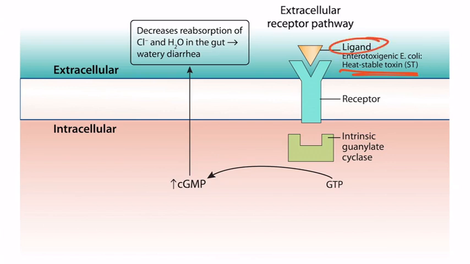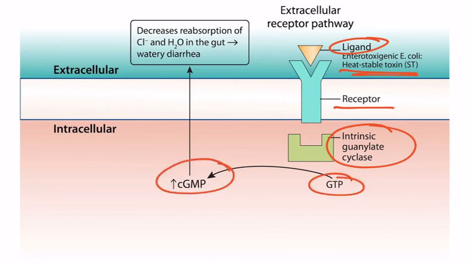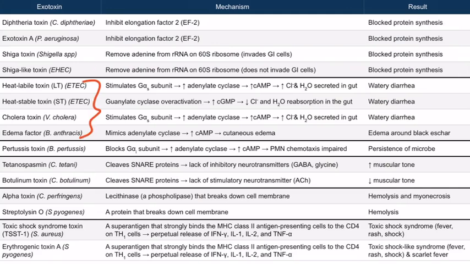So it'll bind to this receptor and trigger intrinsic guanylate cyclase, which will cause GTP to be converted to cyclic GMP. And the net effect of all this increased cyclic GMP is decreased reabsorption of chloride and water in the gut, leading to watery diarrhea. So we just covered these 4 toxins. Now let's discuss pertussis toxin.